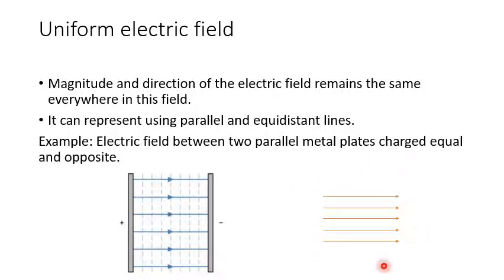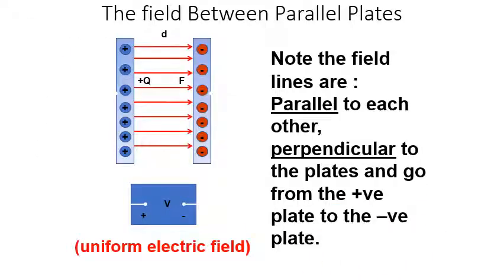And you can see one more representation here. Please note that these field lines are parallel and they make an angle of 90 degrees with the metal plate. I mean, the metal plate and field lines are perpendicular, and it is from positive to negative, or it should be from higher potential to lower potential. That should be the direction of electric field lines.